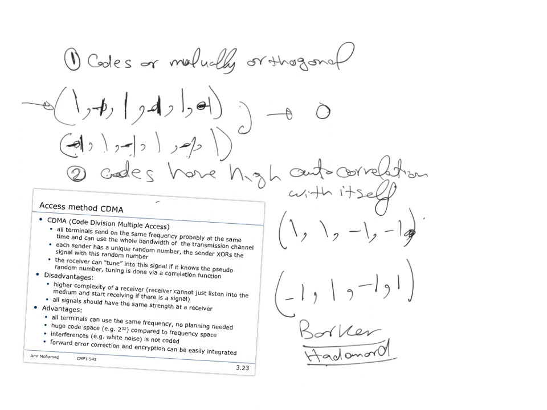codes do not. But if we have, for example, 1, 1, 1, minus 1, 1, 1, 1, minus 1, 1, 1, 1, minus 1, and minus 1, minus 1, minus 1, 1. So these are the two codes. If I take this code and shift it one digit, which means that I will take this minus 1 and bring it here, and shift this down.